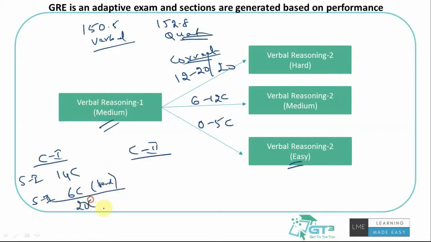He'll get 20 correct. Reverse of it, 6 correct in the first section and 14 correct in the second section, that's going to be easy section. He got 20 correct. As we have seen in the quant, his score will be more than the second candidate, even though both of them got the same number of correct.